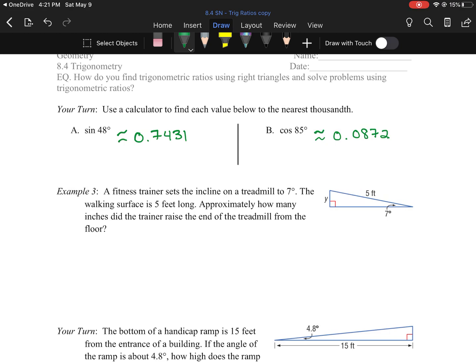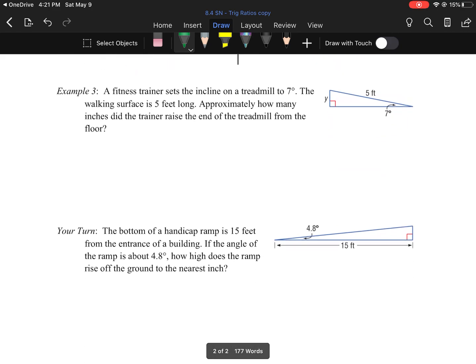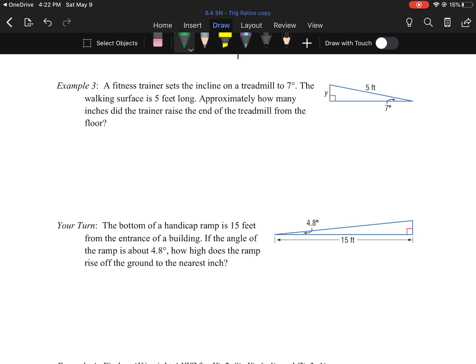All right, so hopefully you got that out of the way. Let's move on to example 3. How can we use this in normal everyday life? So it says a fitness trainer sets the incline on a treadmill to 7 degrees, and you can see the 7-degree angle down here. The walking surface is 5 feet long. Remember, if you're on a treadmill, there you are happy, hair blowing in the wind. You are walking up that treadmill, okay? On that incline, like you're walking up a mountain.